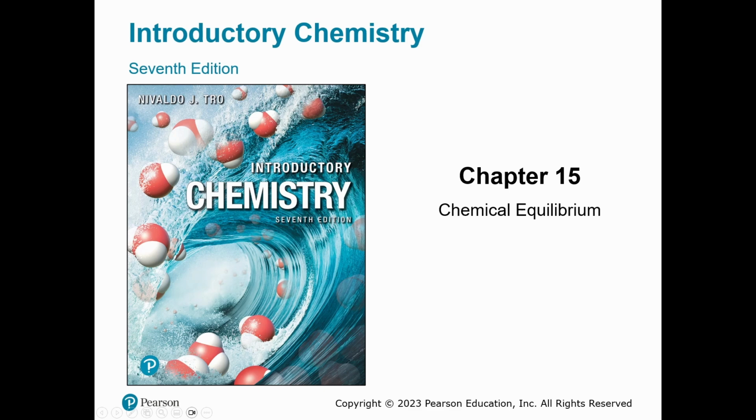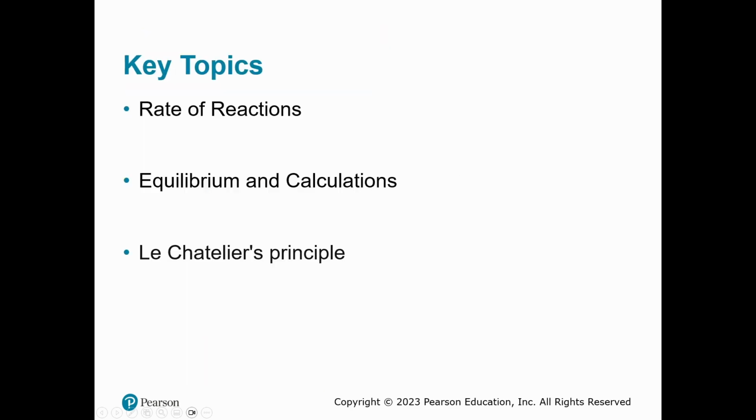Today we're going to talk about chemical equilibrium. We'll talk about a few other things in addition to equilibrium, like kinetics. Kinetics is how things happen. Equilibrium is what happens at the end of the day. So reaction rates are a part of kinetics, or how things happen. Equilibrium calculations are about what happens at the end of the day when everything is said and done.